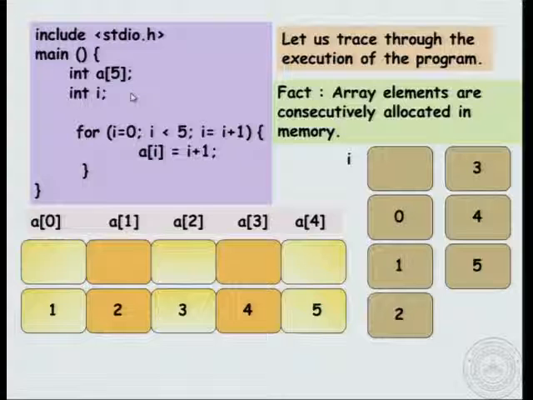Okay, so notice that because we have indices, and indices can be numbers, they can also be replaced by integer expressions. This is the trick that we have used here. So a[i] goes from a[0] all the way up to a[4].